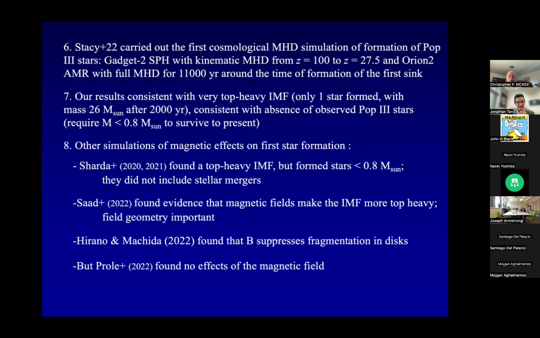Now, other simulations of magnetic fields have disparate results. So Sharda et al. found a top-heavy IMF, but formed stars less than 0.8. I note they did not include stellar mergers. Saad et al. found evidence that magnetic fields make the IMF more top-heavy. They focused on the role of the field geometry, but they too found lower mass stars. And Hirano and Machida found that magnetic field suppresses fragmentation in disks. However, Prohl et al. found no effects of the magnetic field.